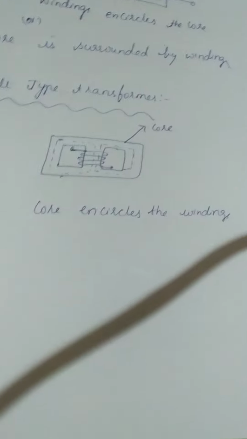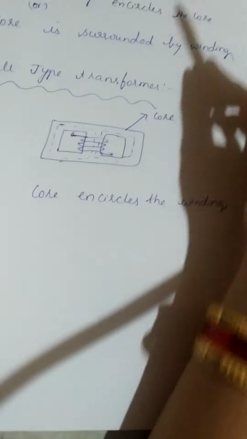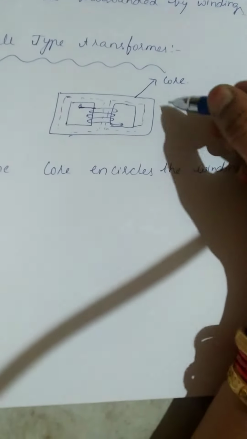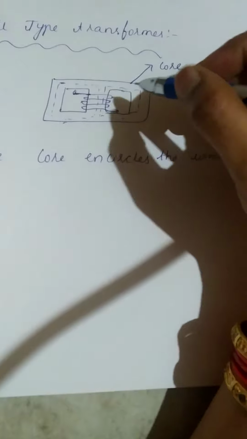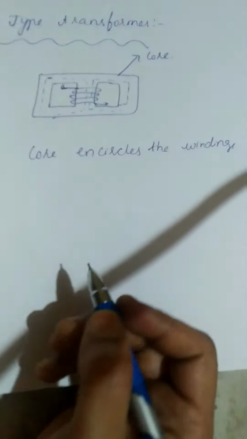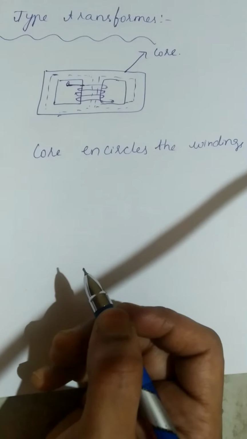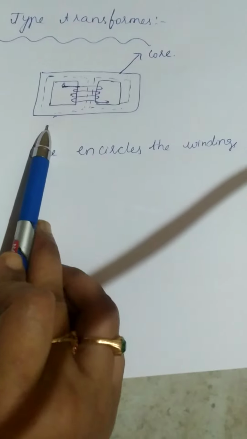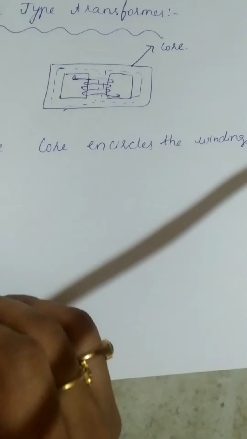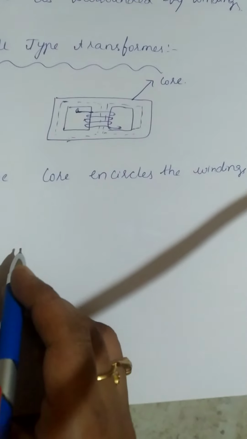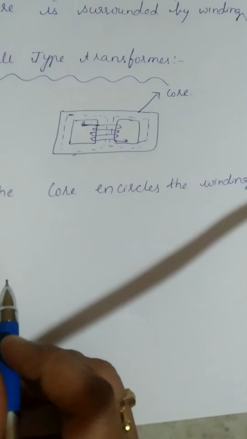This is the major difference between the two types of transformer. In the core type transformer, only a single magnetic circuit is formed. In the shell type transformer, two magnetic circuits are formed. Based on the arrangement of core and windings, the transformers are classified.